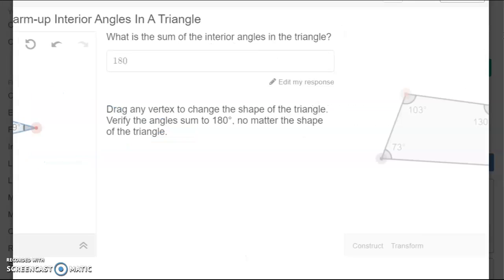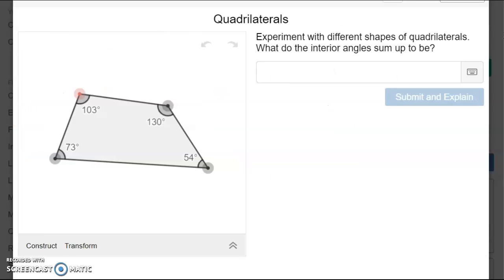And we just did that. Now the experiment with different shapes of quadrilaterals. What do the interior angles sum up to? Here we have 103 plus 73, that's 176. 176 plus 54 is 230. And 230 plus 130 is 360. So I know that this one adds to 360.